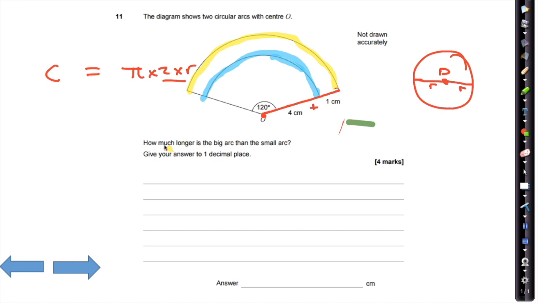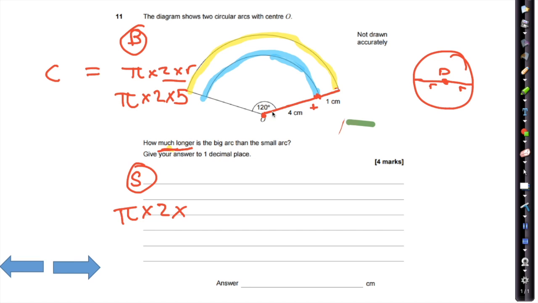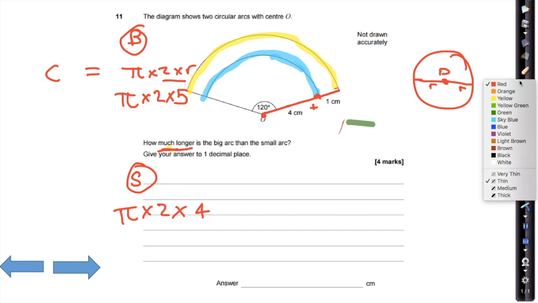Okay, it's worth noting also, if we're looking at how much longer the big arc is than the small arc, then what we're actually going to do is find out what the big arc is and subtract the smaller arc. That will give us the difference, i.e. how much longer. So the radius is 5 for the big arc, so let's put B over here for the big arc. So it's going to be pi times 2 times 5. And for the smaller arc, let's do it down here, same formula for the circumference, so it'll be pi times 2 times 4, as the smaller arc only has a radius of 4. So incredibly, that's actually going to be 2 marks.